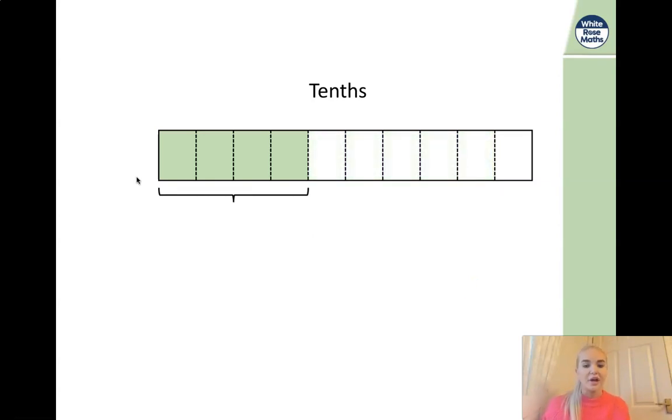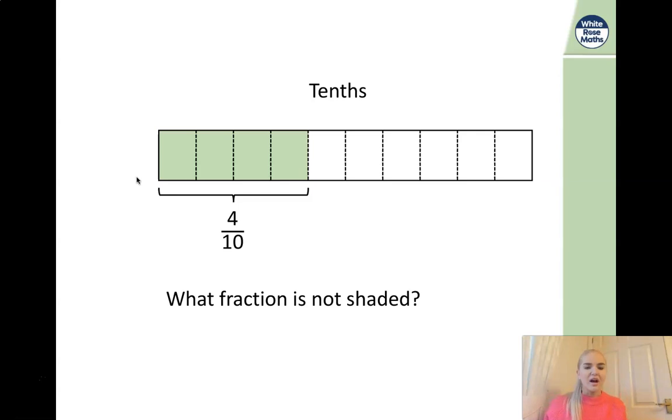Let's have another go at an example. This time, what fraction of my shape is shaded? Pause the video and have a think. Did you notice that 4 shapes, 4 parts are shaded out of 10? So my fraction is 4/10. So how many are not shaded? What fraction of my shape is not shaded?